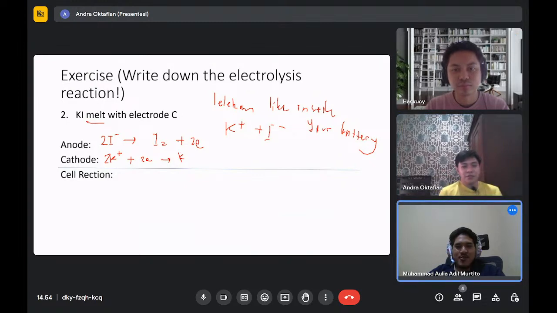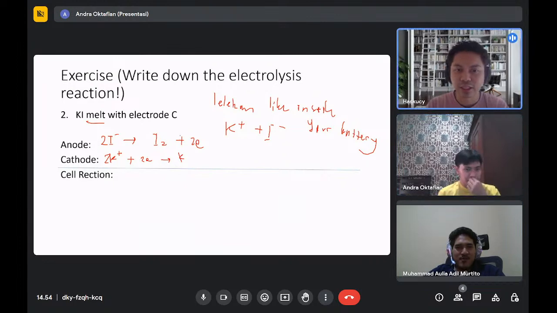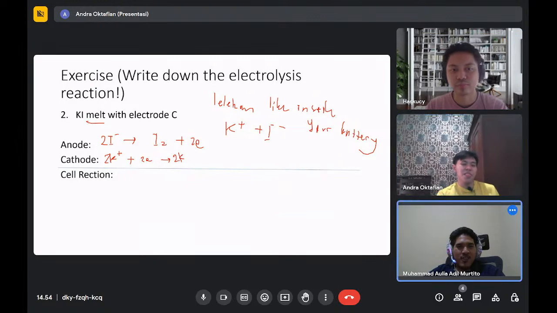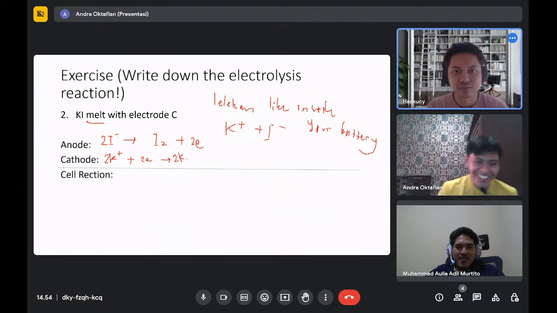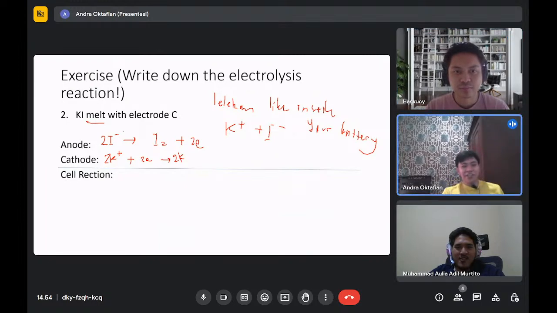Let's continue. So it's just K or 2K? It should be 2K, not K2. Okay, it's 2K. I forgot about the rule, but yeah. But from the atomic form, it should be I2. Yeah, I2.